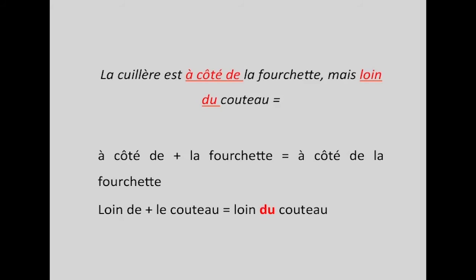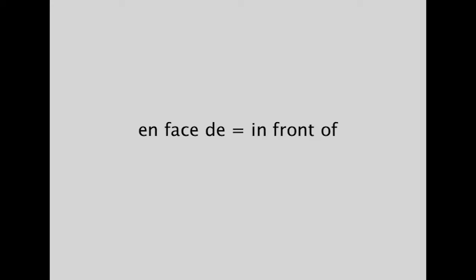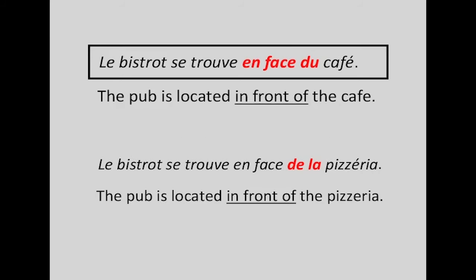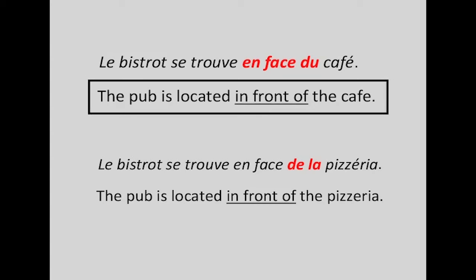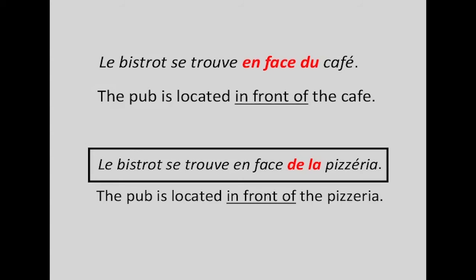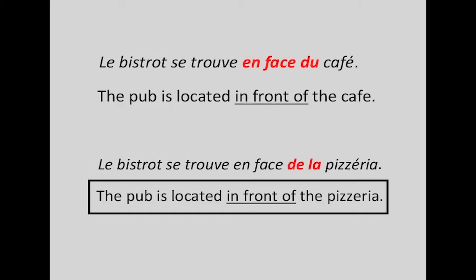Next, I'll show you how en face de is used. En face de means in front of. Le bistrot se trouve en face du café. This sentence translates as the pub is located in front of the cafe. If we replace cafe with pizzeria, then the preposition would not contract and it would be le bistrot se trouve en face de la pizzeria. The English equivalent of this sentence would be the pub is located in front of the pizzeria.